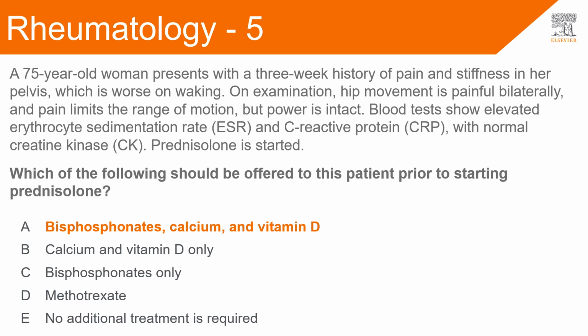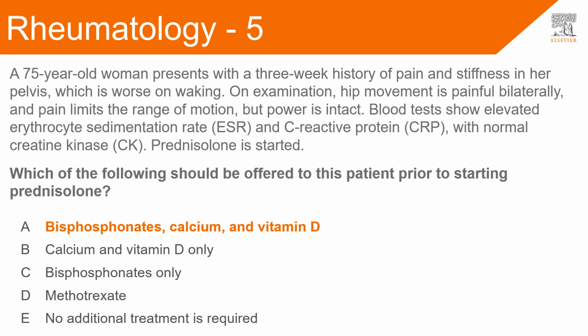Now, you might say, Dr. Phil, why don't we just give calcium and vitamin D? That's a good question. Well, I told you before, calcium and vitamin D supplementation is important for people on any risk of osteoporosis and for the elderly in itself. However, you need to give bisphosphonates as well for those who are at high risk of osteoporotic fractures, such as this particular individual who's on, or will be on, long-term corticosteroids.